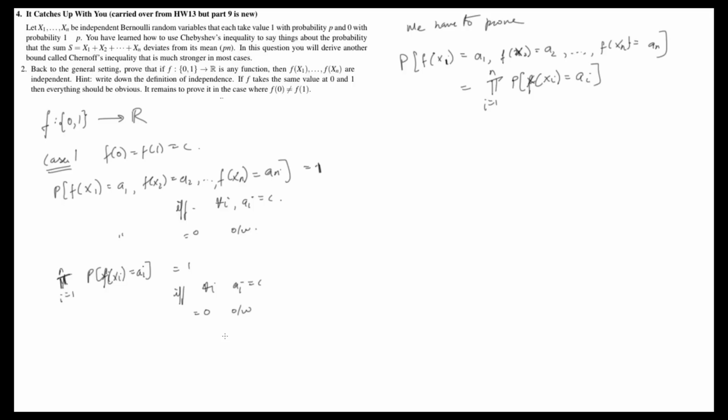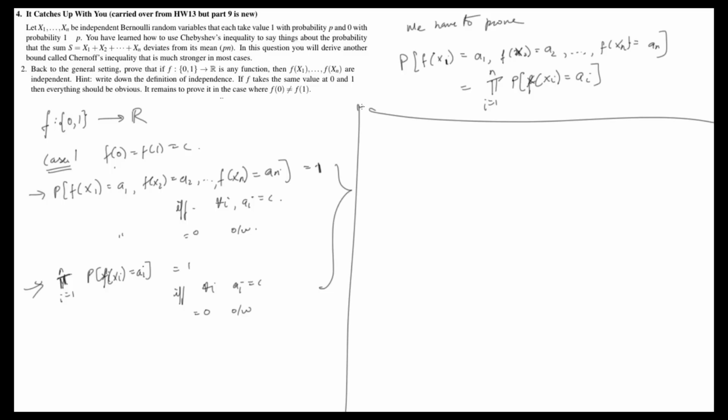So it's just as the thing above. These two are 1 if and only if all the ai's are equal to c. Therefore, if all the ai's are equal to c, those two are equal to each other. And if any of the ai's are not equal to c, they're not equal to each other. Therefore, if both f of 0 and f of 1 are the same number, then both map to the same thing. So for case 1, our condition for independence is satisfied.